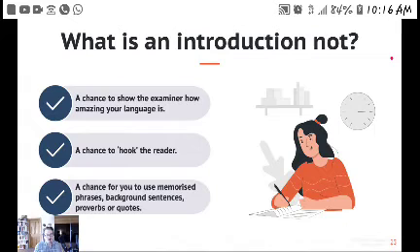It's also not a chance for you to use memorized phrases, background sentences, proverbs, or quotes. You should avoid anything memorized. You should avoid general background sentences because they don't actually help you answer the question or write an introduction. They're just filler. Same with proverbs, quotes. The examiners are trained to spot these things. And if they spot them, what the examiner sees is that you do not know how to write an introduction. Because if you did know how to write an introduction, you would never include these memorized things. Because if you know what to do, you're going to actually just do it. You're not going to copy something that someone teaching you who doesn't really know what they're doing taught you to do.